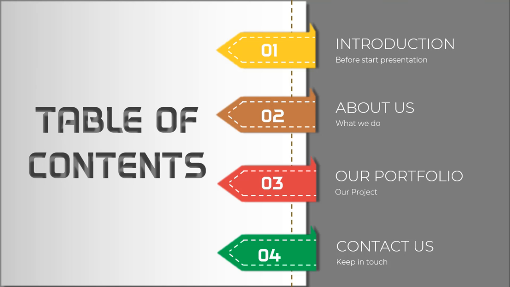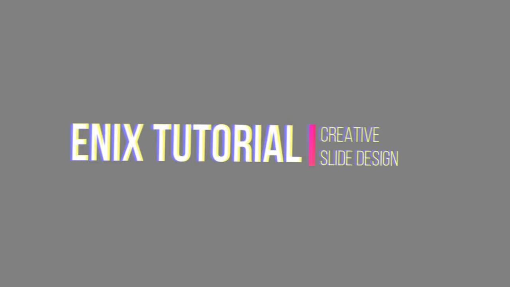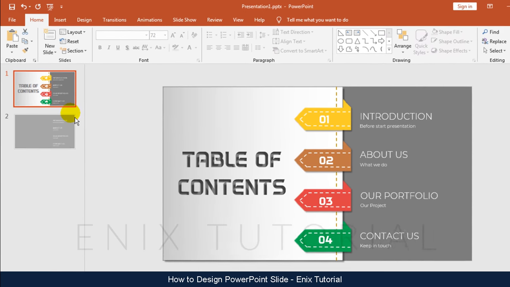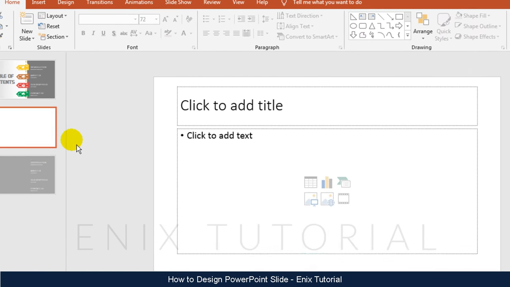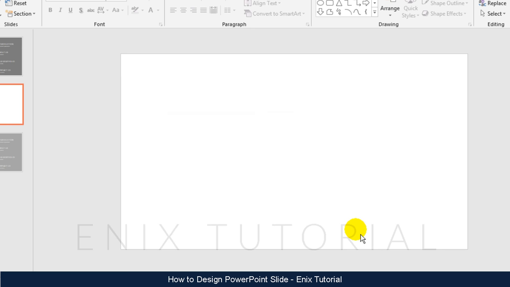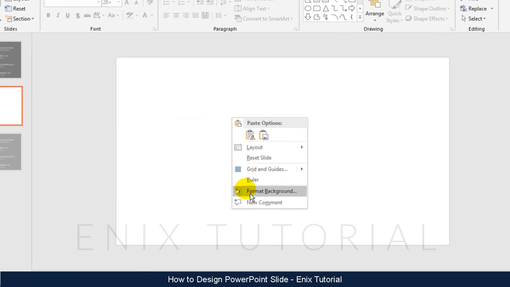Today in this video, I will show you how to make a PowerPoint slide design tutorial. First, create a new slide. Then select all text boxes and delete them. Right-click, choose Format Background.